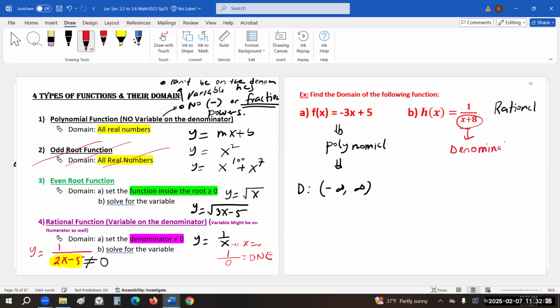Exactly, denominator. Not only x, we care about the whole denominator. That denominator definitely cannot be 0. So not equal means definitely cannot be 0. Whatever we have on the denominator, that cannot be 0. So what do we have on the denominator? What do you see on the denominator? x plus 8. So this x plus 8 cannot be 0. Now we solve for x. We want to see which x value cannot give us 0.